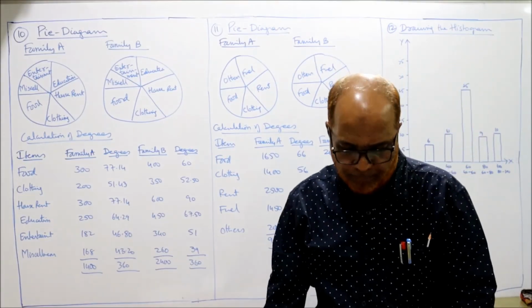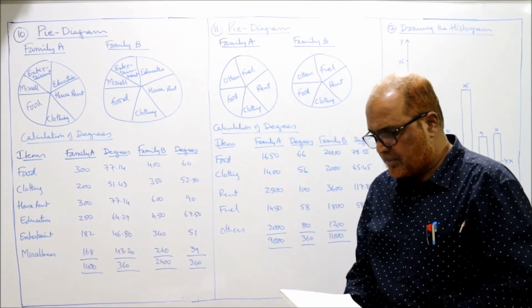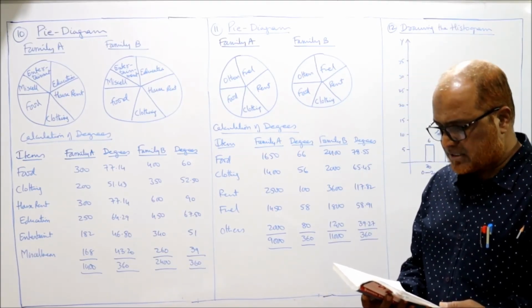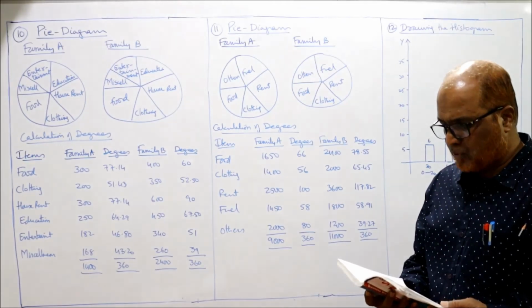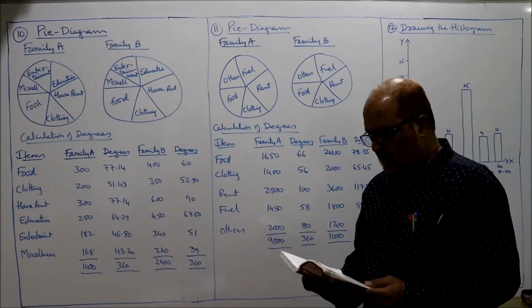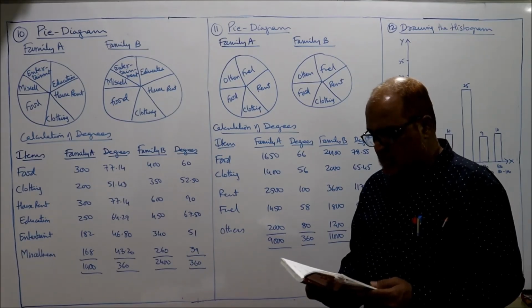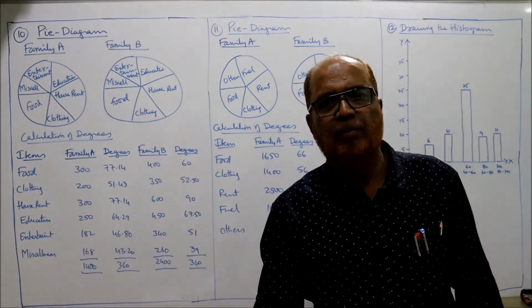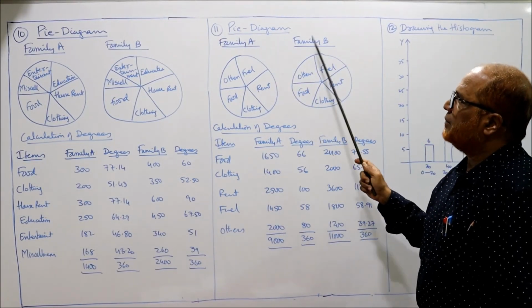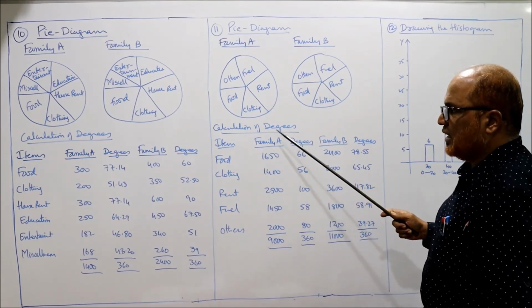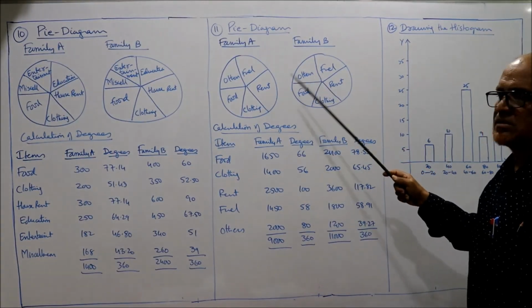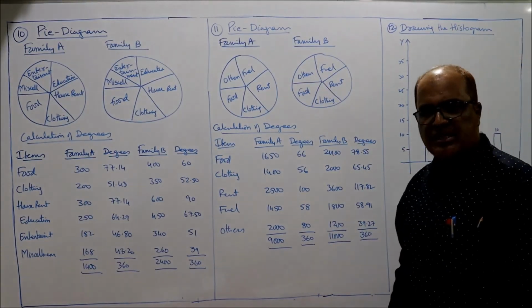Now see the 11th problem. Represent the following table by pie diagram. Expenditure items: food, clothing, rent, fuel, others. Family A: 1650, 1400, 2500, 1450, 2000. Family B: 2400, 2000, 3600, 1800, 1200. So exactly similar to the previous problem. The 11th problem is just like the 10th problem. Pie diagram for family A, family B, calculation of degrees, items, family A degrees, family B degrees. Now draw this circle and make the pie diagram slices.